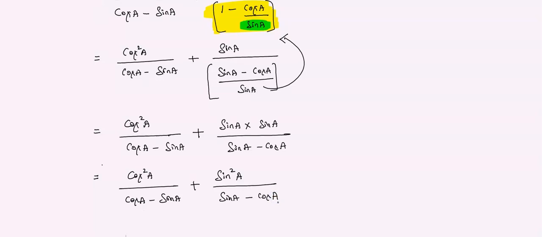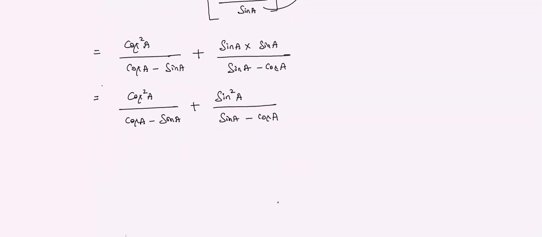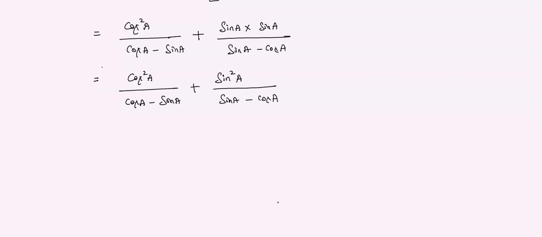Children, one thing, please, after this, one step is going to come. You have to be very careful with this step. This is a very important step. Now, see the denominator. What is the denominator we have? Cos A minus sin A. And here we have sin A minus cos A. It means opposite sign. Here cos minus sin, but here sin minus cos.